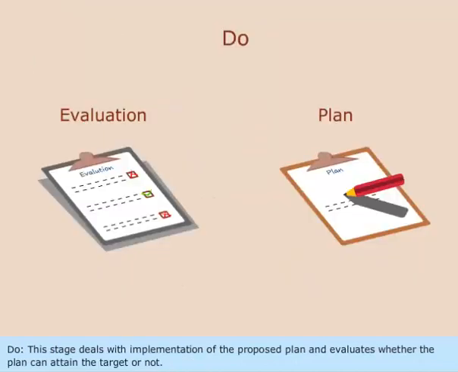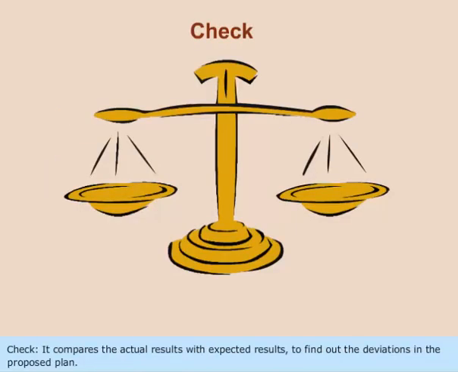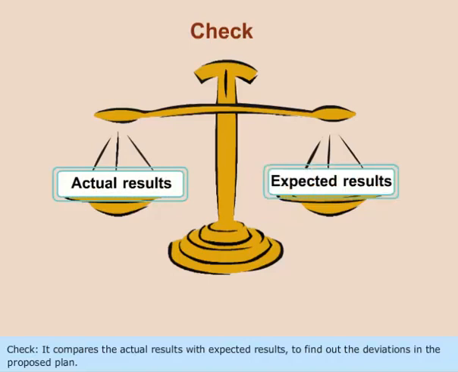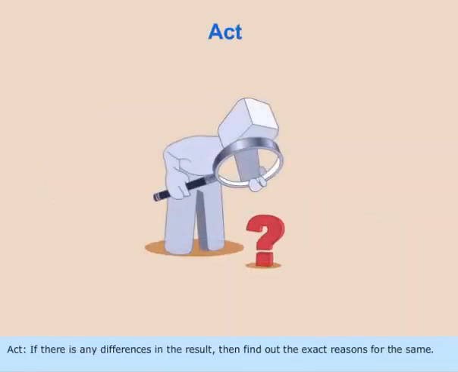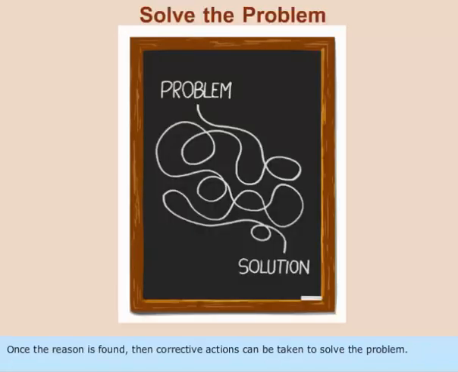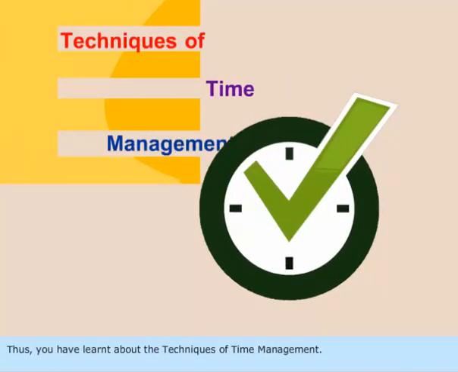Do: this stage deals with implementation of the proposed plan and evaluates whether the plan can attain the target or not. Check: it compares the actual results with expected results to find out the deviations in the proposed plan. Act: if there are any differences in the result, then find out the exact reasons for the same. Once the reason is found, corrective actions can be taken to solve the problem. Thus, you have learnt about the techniques of time management.